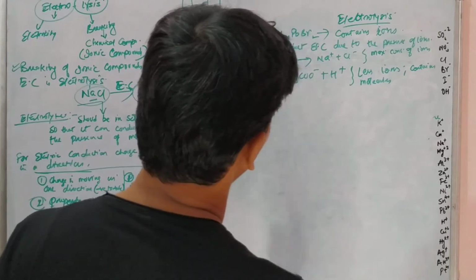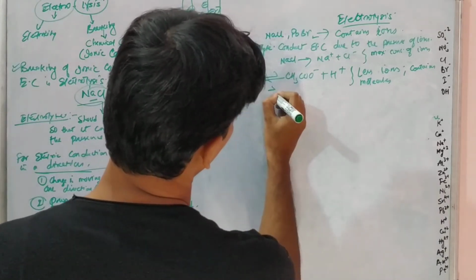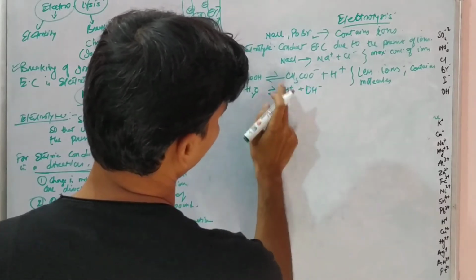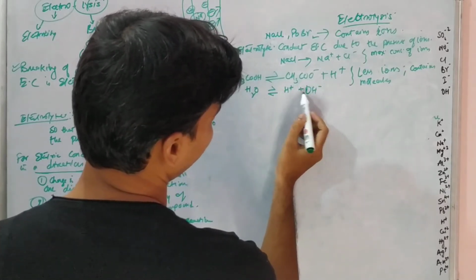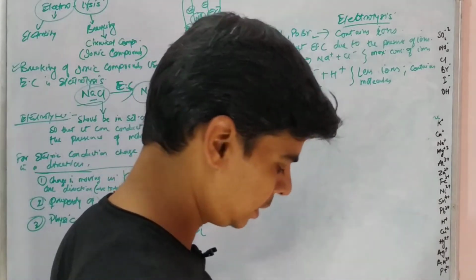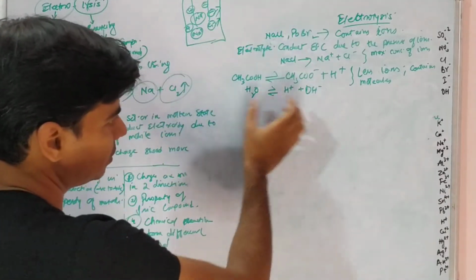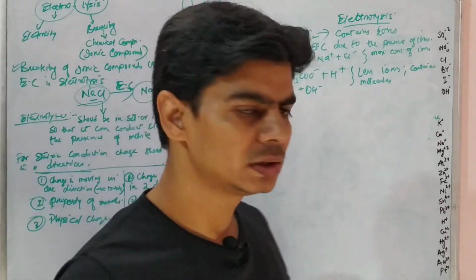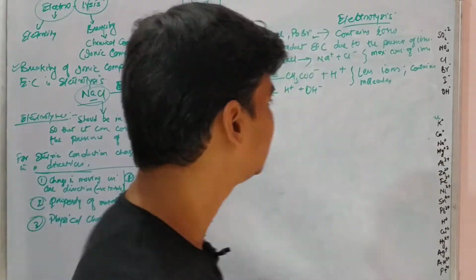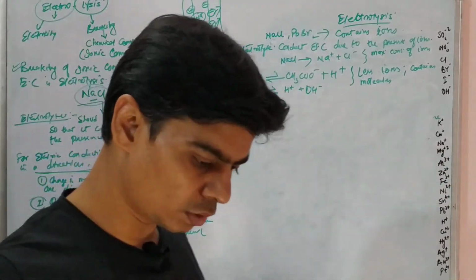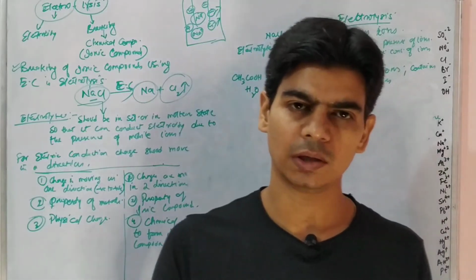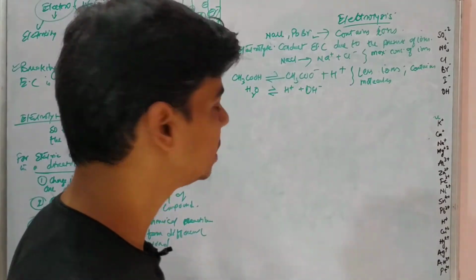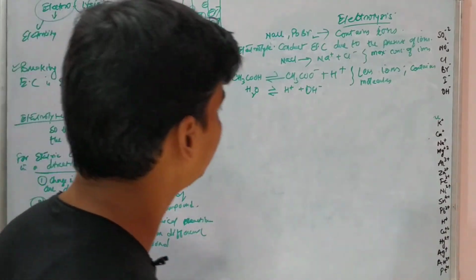We know that water is also a weak electrolyte. It contains hydrogen ions and hydroxyl ions, and there is a reversible sign. These two will combine back to form a water molecule, right? And this water contains so few ions that we say water is a poor conductor of electricity. Since it contains very few ions, it will allow very little current to pass through it. So we say water is a poor or bad conductor of electricity.